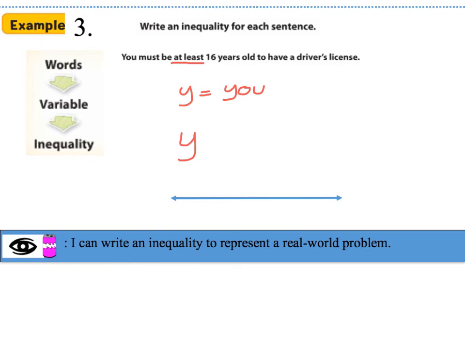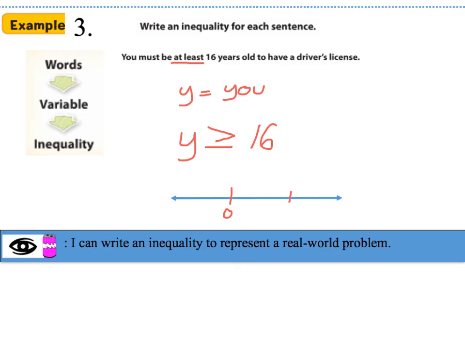You have to be at least, if you remember from the key concepts, it's the greater than or equal to symbol that represents at least. So you have to be at least 16 years old to have a driver's license. So that's the inequality. Let's go ahead and graph it for the solutions.